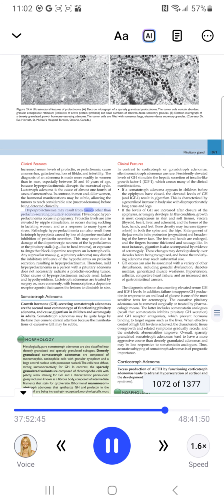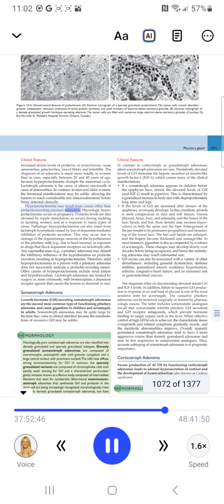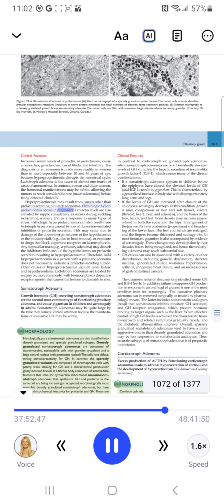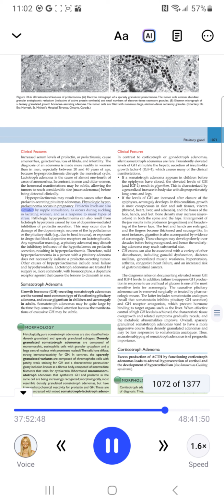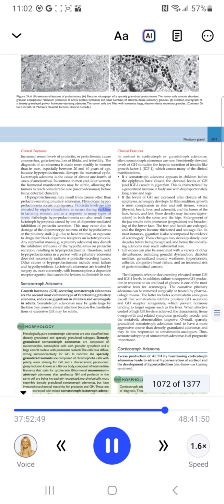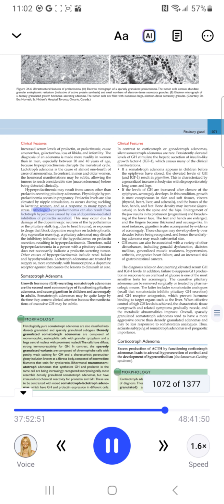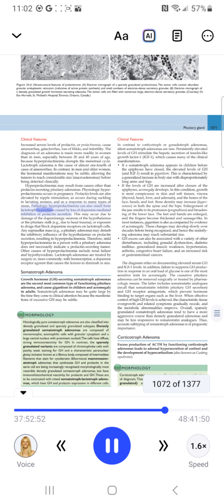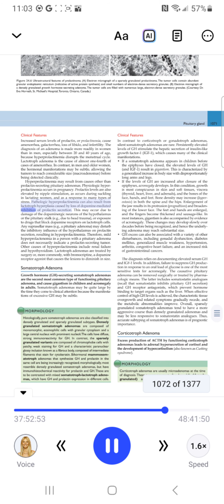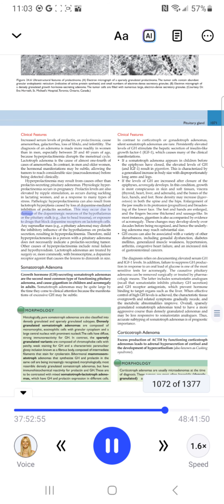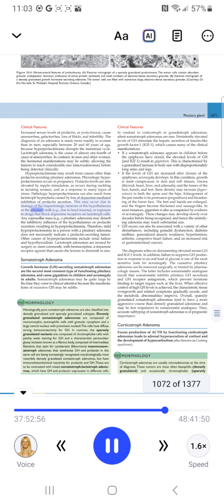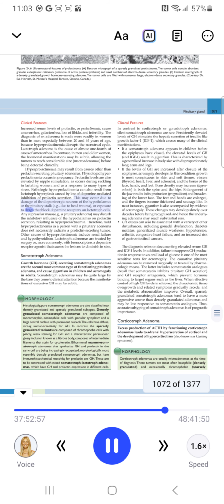Hyperprolactinemia may result from causes other than prolactin-secreting pituitary adenomas. Physiologic hyperprolactinemia occurs in pregnancy. Prolactin levels are also elevated by nipple stimulation, as occurs during suckling in lactating women, and as a response to many types of stress. Pathologic hyperprolactinemia can also result from lactotroph hyperplasia caused by loss of dopamine-mediated inhibition of prolactin secretion. This may occur due to damage of the dopaminergic neurons of the hypothalamus or the pituitary stalk, for example due to head trauma, or exposure to drugs that block dopamine receptors on lactotroph cells.